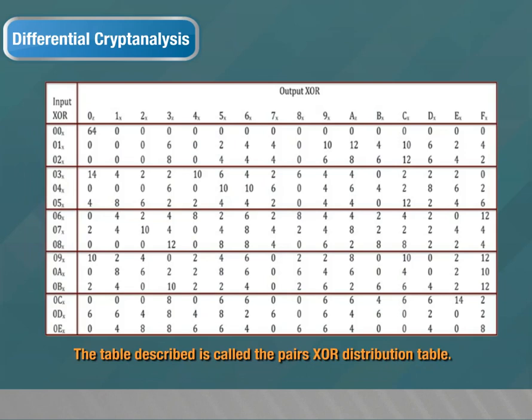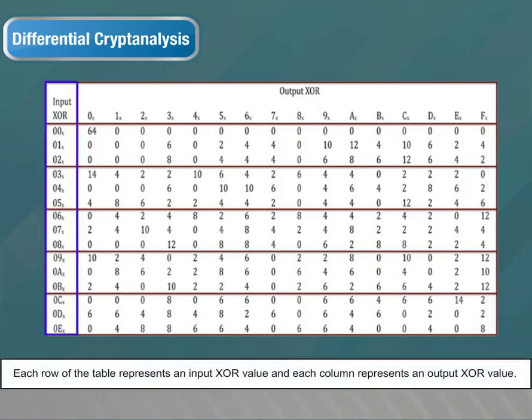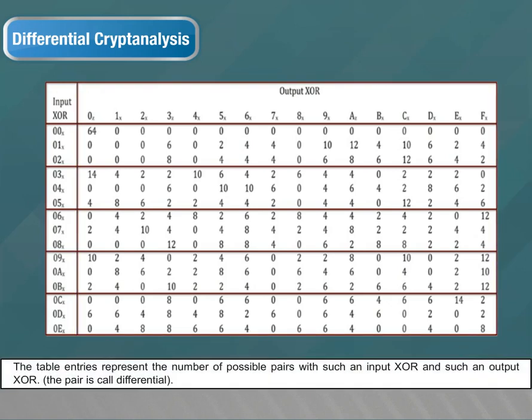The table described is called the pairs XOR distribution table. Each row of the table represents an input XOR value and each column represents an output XOR value. The table entries represent the number of possible pairs with such an input XOR and such an output XOR. The pair is called a differential.